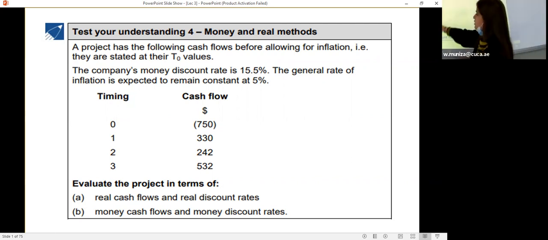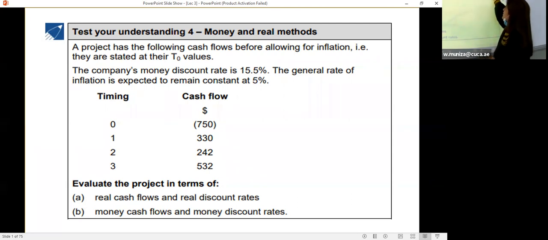So my dear students, in order to calculate the real cash flows, we need the real discount rate. So use the same formula. What is that? 1 plus I is equal to 1 plus R into 1 plus H. 1 plus I is how much? 15.5%. Please calculate it. 1 plus R needs to be found out. H is 5%. So please simplify it. How much R are you getting?